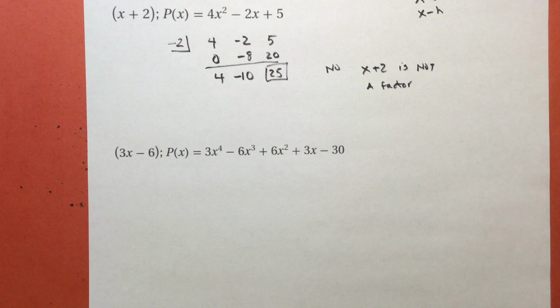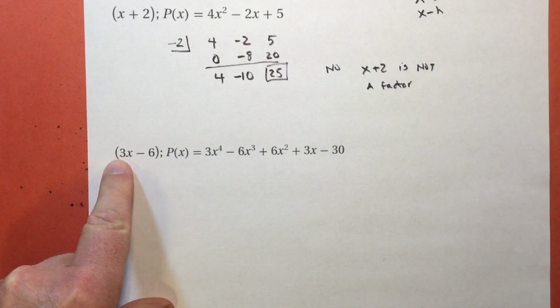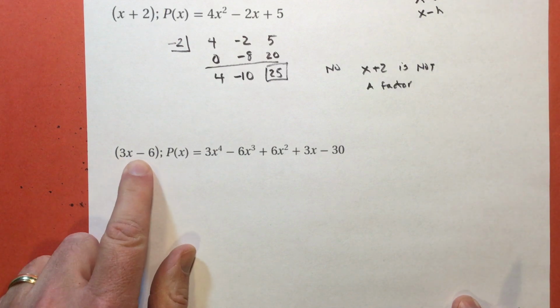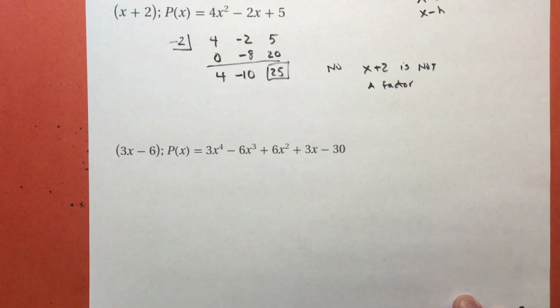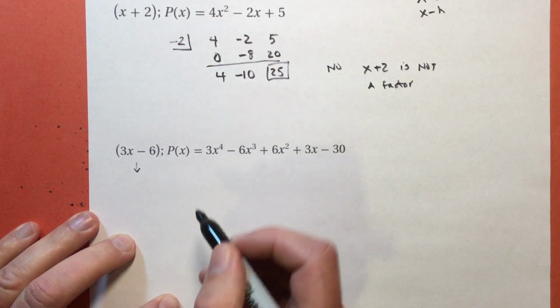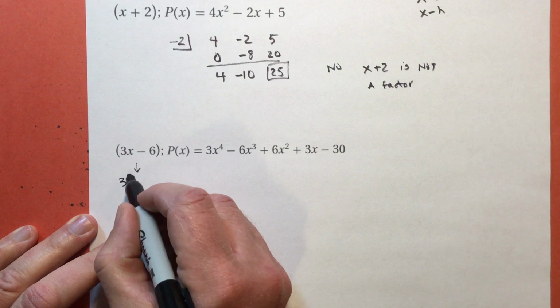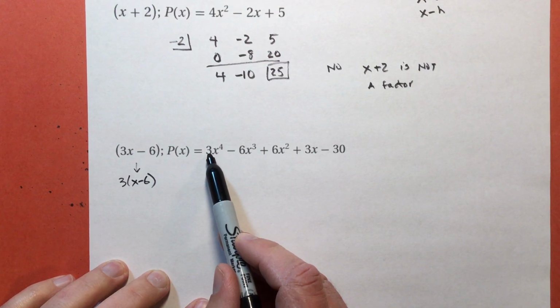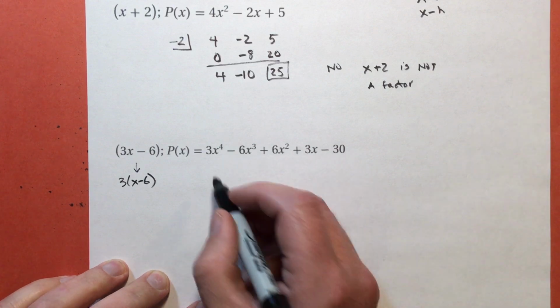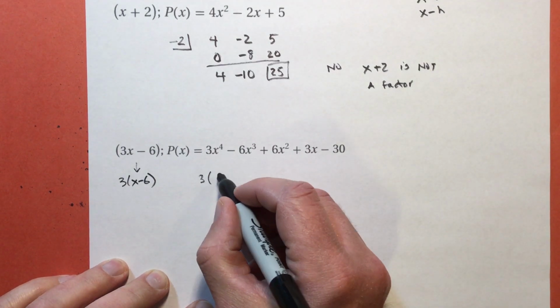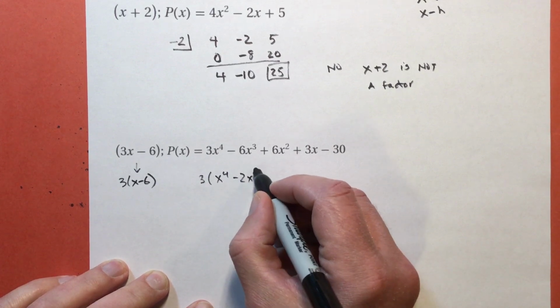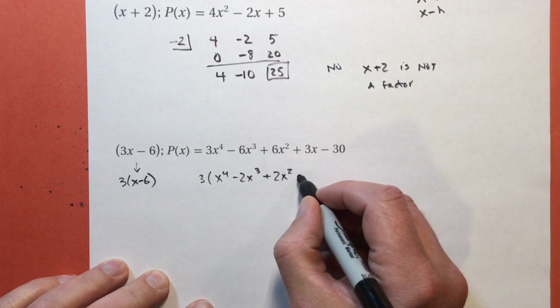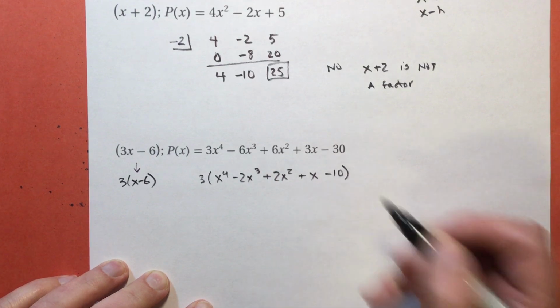But here's the thing, and this is not always going to work. This one's kind of tricky. You see this right here, the 3x minus 6? Well, this itself can be factored. So I can factor that into 3 times x minus 6. And also, I have a common factor of 3 here, here, here, and here. This is 3 times x to the 4th minus 2x cubed plus 2x squared plus 1x subtract 10.